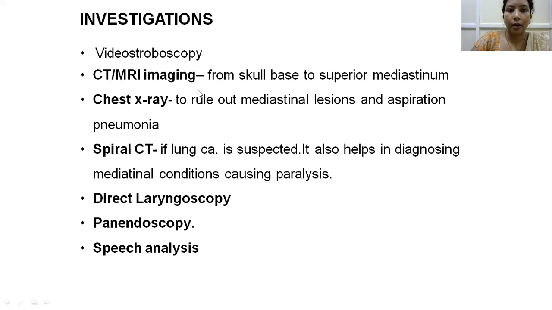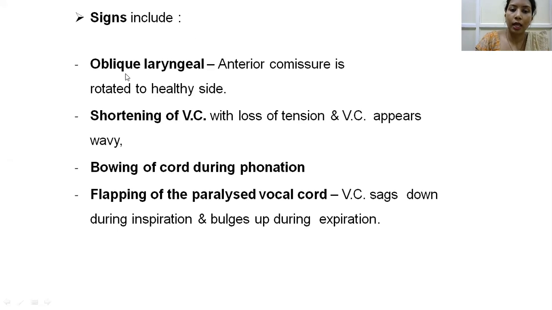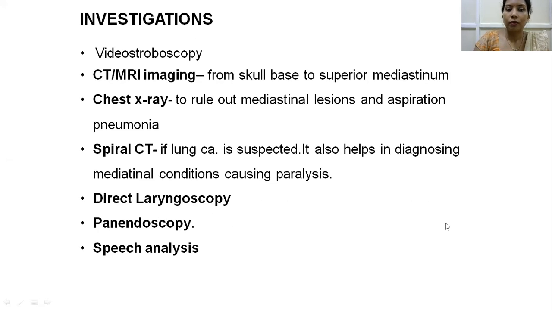Investigations. Here, apart from the entire panel we have discussed, we tend to do a video stroboscopy because only then can you appreciate the flapping of vocal cords or the bowing. But then oblique laryngeal inlet and shortening of vocal cords can also be noticed with your direct laryngoscopy. These have to be seen with the video stroboscopy.